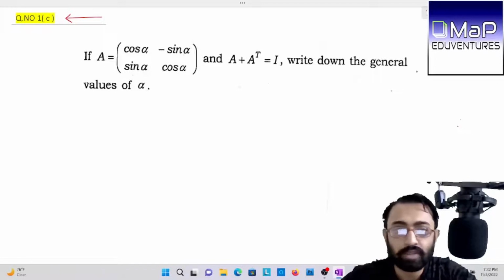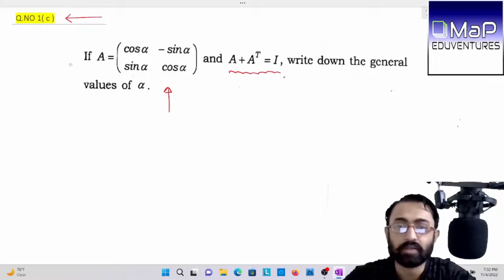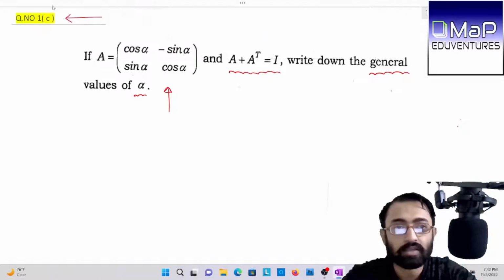Okay, very simple question. Here we have been given a matrix capital A and we have been given a condition that A plus A transpose is the identity matrix. Then write down the general solution of alpha. So angle alpha general solution. Okay. So let us start.